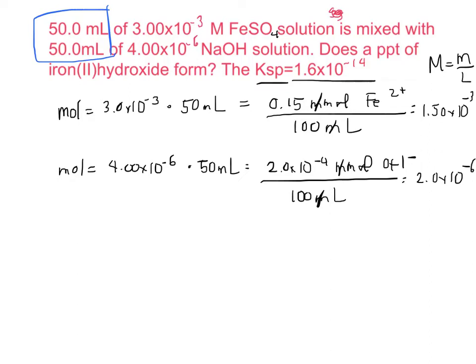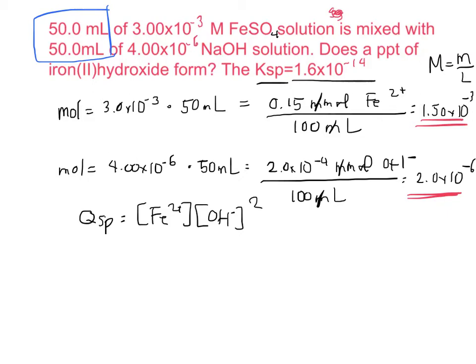Okay, so now I can use my two molarities here, this molarity and this molarity. Now I can use that to calculate QSP. We calculate QSP basically the same way as we calculated KSP. So it's the concentration of the Fe2 plus times the concentration of my OH negative, and since there's two OHs, I got to square it.